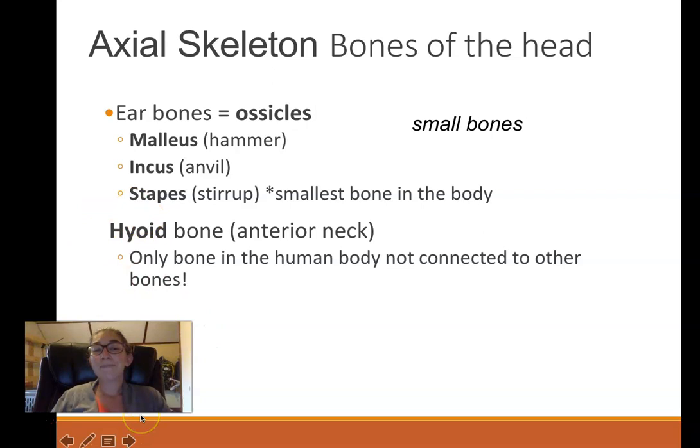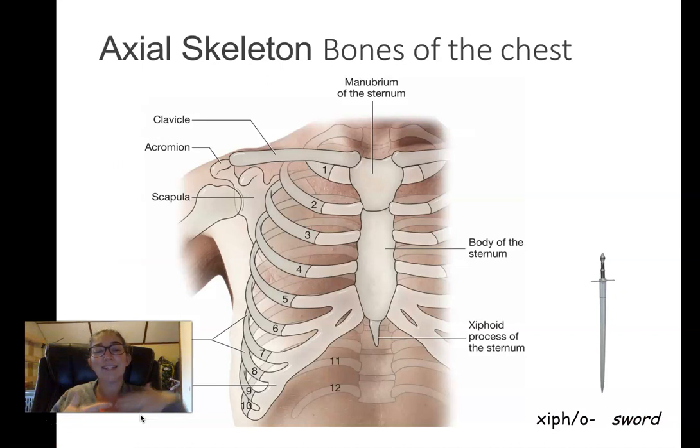So that's the hyoid bone. All right, continuing down the axial skeleton, now we're in the chest, and this is the rib cage. The center part here is the sternum, and the sternum has three parts. This big shaft part here is the body of the sternum, and the roundish part at the top is called the manubrium of the sternum, and this little pokey tail here is the xiphoid process.